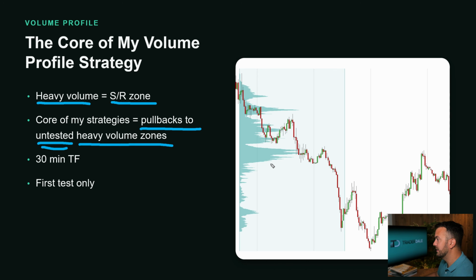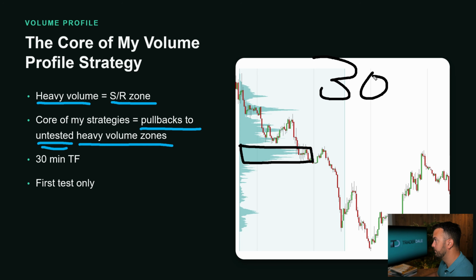So if you take a look at this picture here, then I take, for example, this heavy volume zone, mark it on the chart, on a 30-minute chart, and I wait for the pullback. I wait for the price to first move away from that heavy volume zone and then make it back. And when it hits that heavy volume zone, that's where I enter my trade. In this case, this would be short.